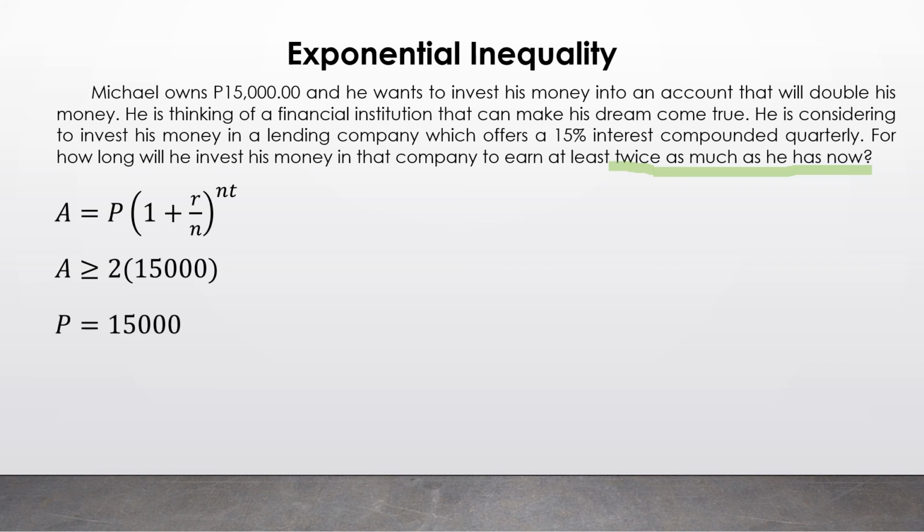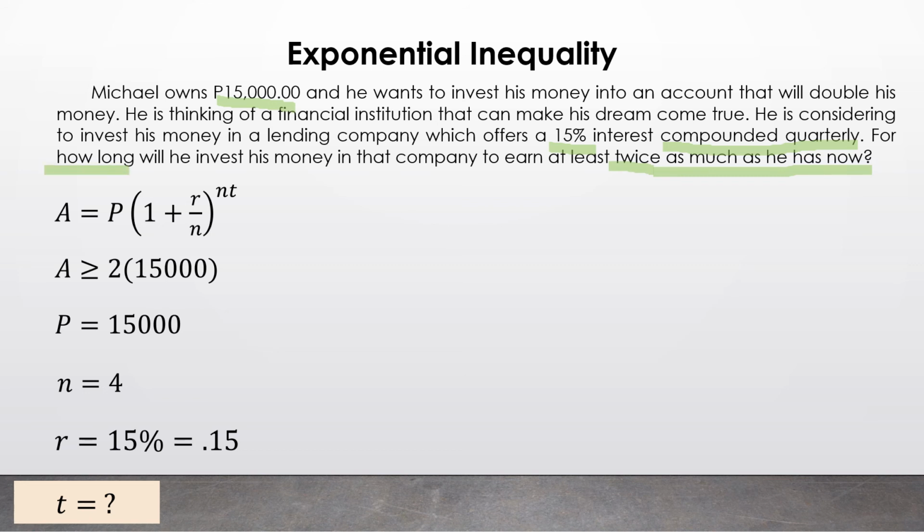So, our principal amount is 15,000 pesos. Our N is 4. Since ang sabi dito, compounded quarterly or 4 times a year. And our rate is 15% or 0.15. Our time is unknown. Since that is what we are looking for, how long? We can now substitute our given sa ating formula.